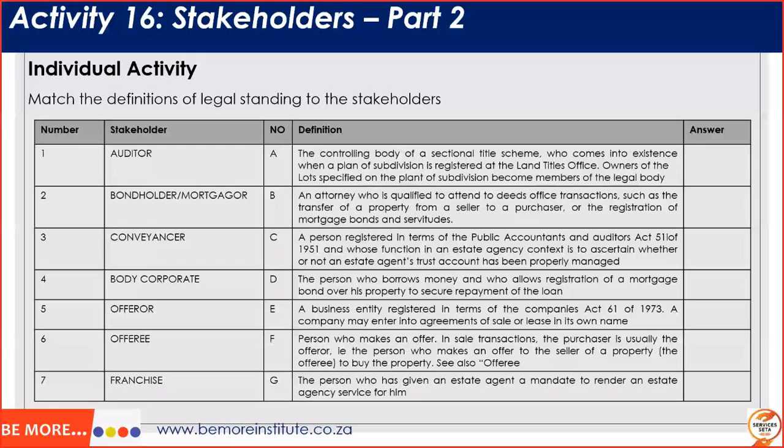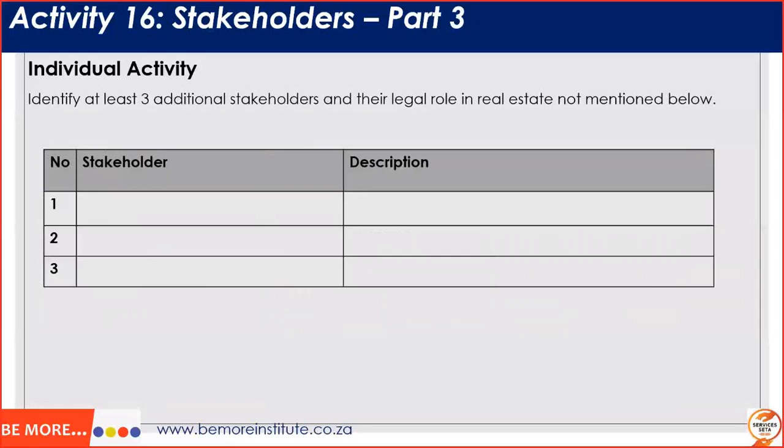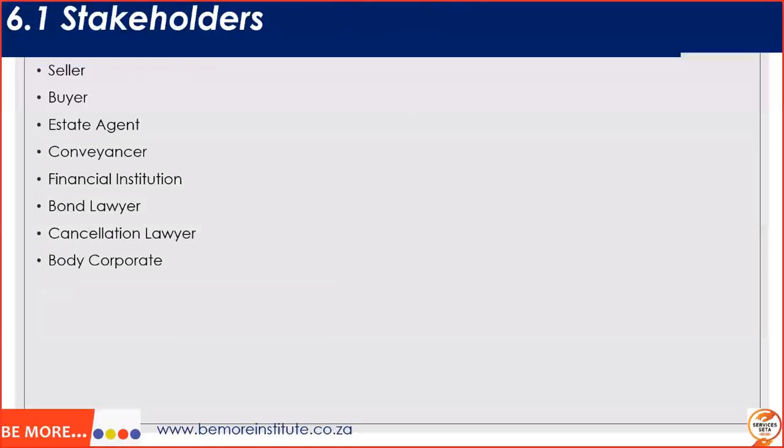And then if you can think of any additional stakeholders that we haven't mentioned. For example, we mentioned a close corporation, a client, a nominee, a conveyancer, an offerer, and an offeree. But in your experience, who else plays a role in real estate? So this calls for further research as well. Any questions?